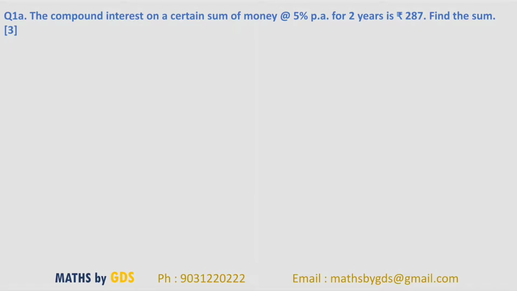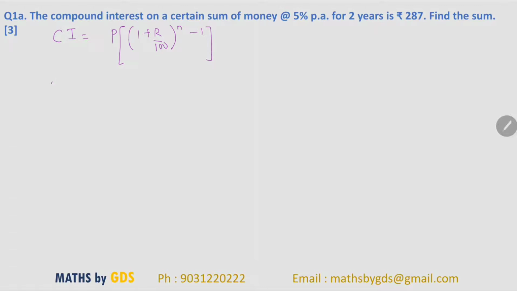It says the compound interest on a certain sum of money at 5% per annum for 2 years is rupees 287. Find the sum. This means we have to find the principal for which at 5% per annum for 2 years the CI is 287. So we know the formula of compound interest. It is principal into 1 plus r by 100 to the power n minus 1. This is the formula of compound interest.